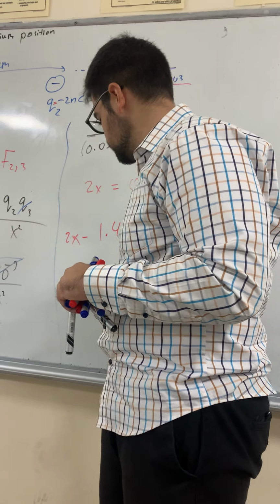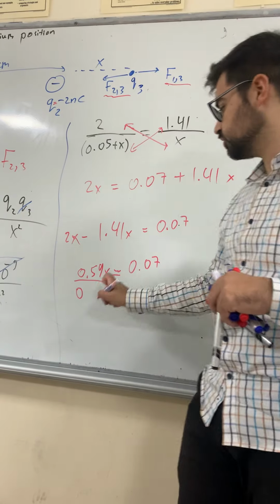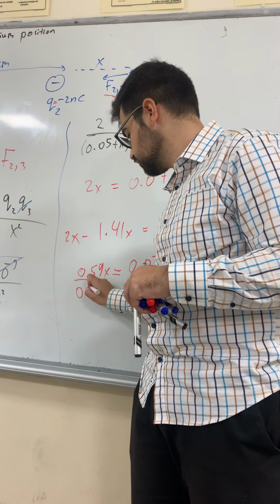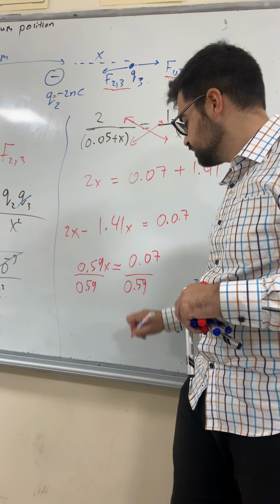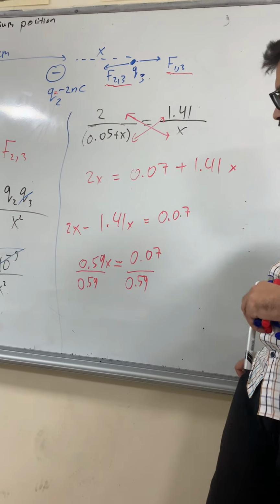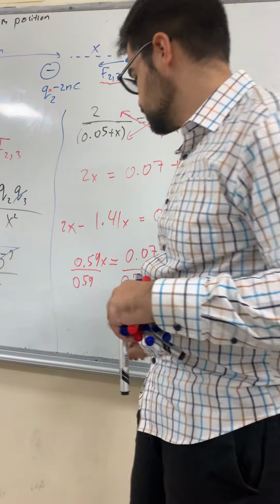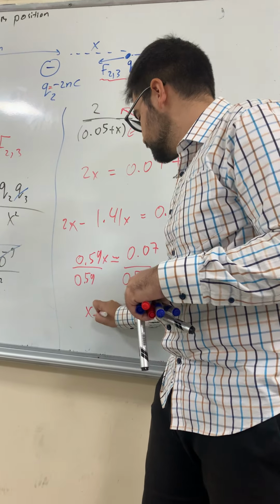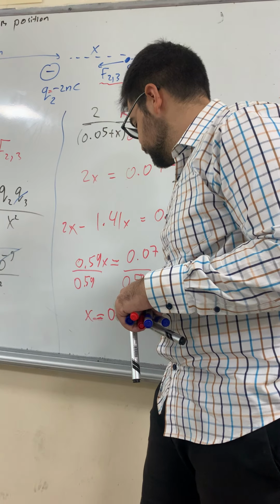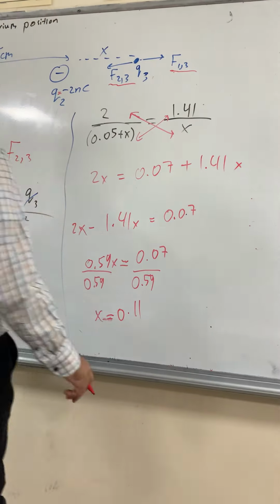Divide both sides by 0.59 because you want to get x only, not 0.59 of x. How much is it, Suhail? Yes, teacher. 0.07 over 0.59. How much is it? 0.11. Yes. So what does it mean when we find that 0.11?